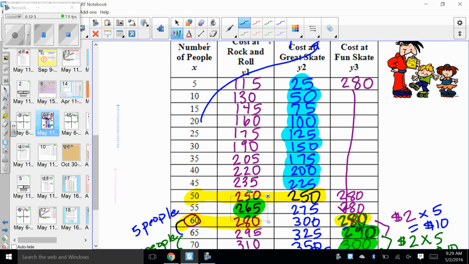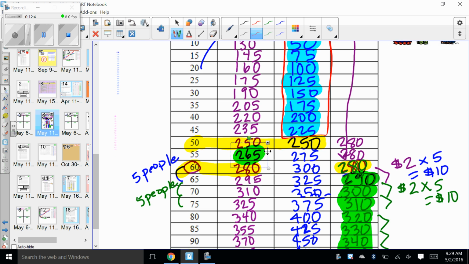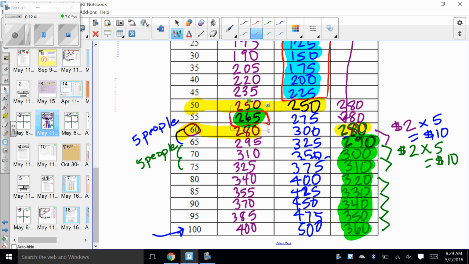So those of you that did not have a highlighter, your paper should look something like this. Cheaper, Great Skate, from 0 to 50 people. Rock and Roll, cheaper, from 50 to 60 people. Again, if you don't have a highlighter, this is what your paper should look something like. Cheaper at this place called Fun Skate when we have over 60 people. Okay, so that's kind of how it works.